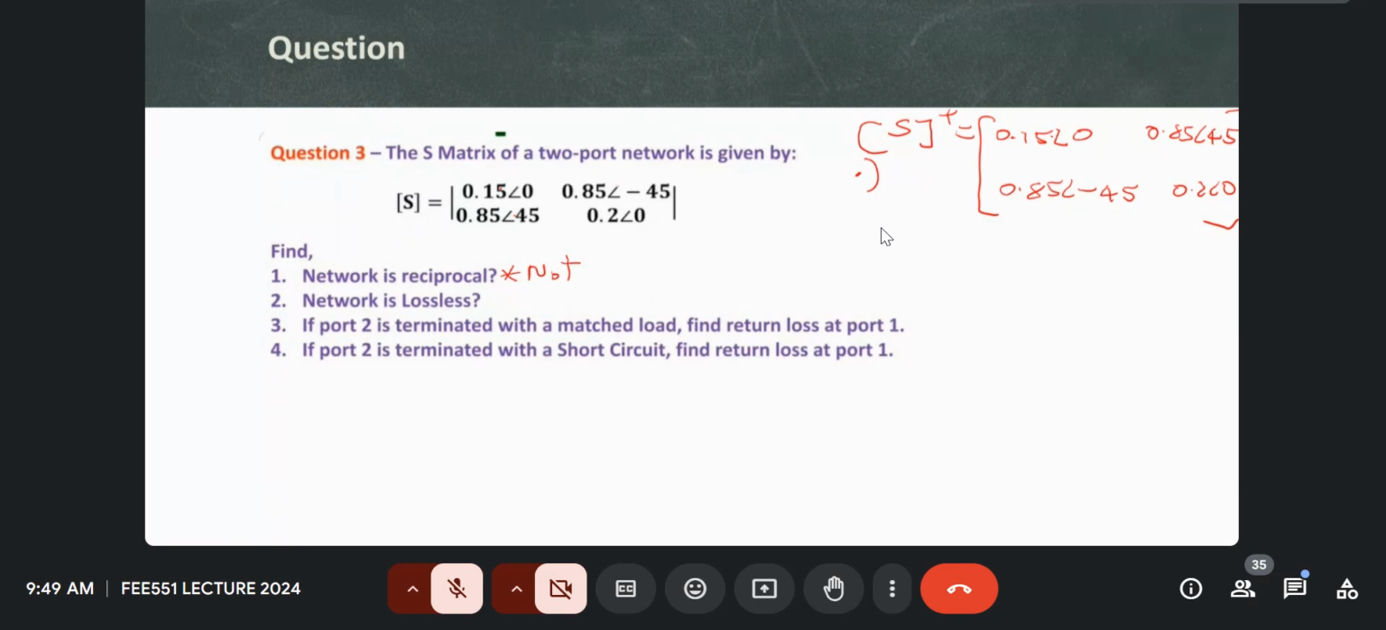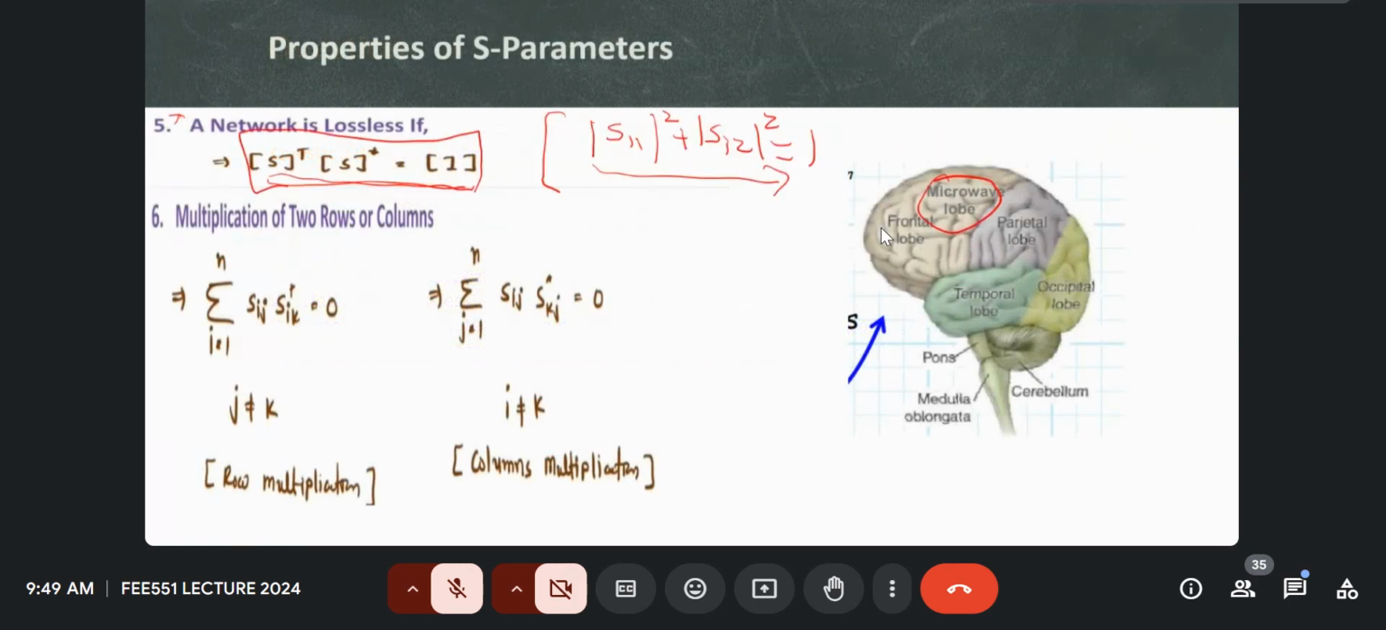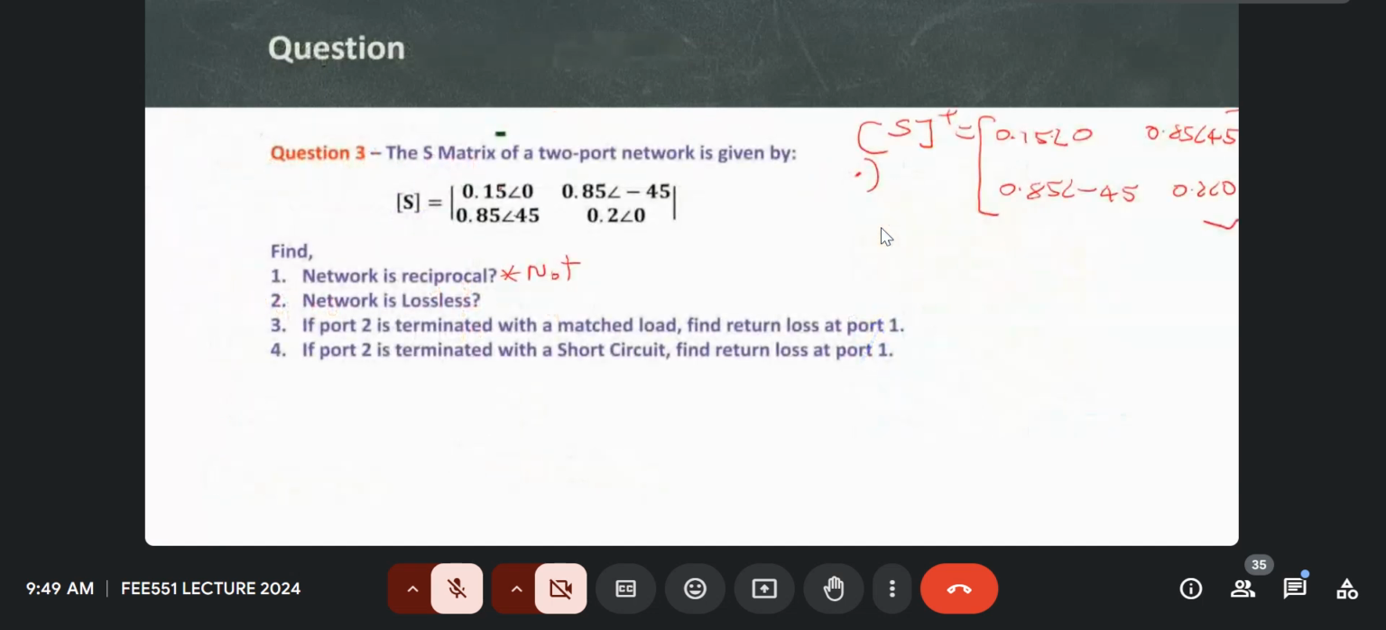And lossless, someone can check if it's lossless. The condition, how you check for that, is what you've done here. S11 squared plus S12 squared should be equal to 1. Victor Baraka, is the network lossless? If you take 0.15 squared plus 0.85 squared, what do you get? Do you get 1? If you get 1, then it's lossless. What do you get? Antonio Loibe. Not lossless. Yes, thank you. Not lossless.